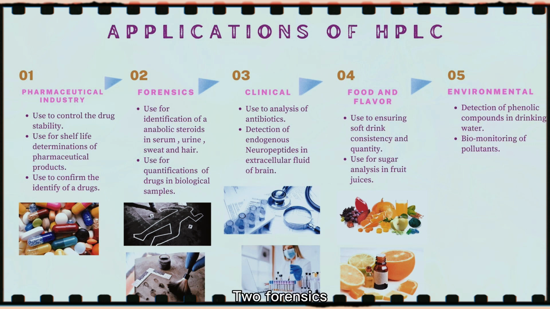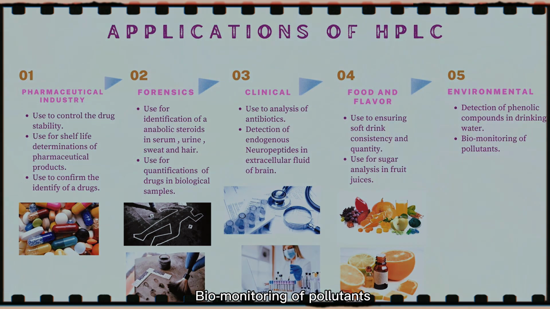Two, forensics: used for identification of anabolic steroids in serum, urine, sweat, and hair, and used for quantification of drugs in biological samples. Number three is clinical: used for analysis of antibiotics and detection of endogenous neuropeptides in extracellular fluid of the brain. Four is food and flavor: used for ensuring soft drink consistency and quantity, and used for sugar analysis in fruit juices. Number five is environmental: detection of phenolic compounds in drinking water and biomonitoring of pollutants.